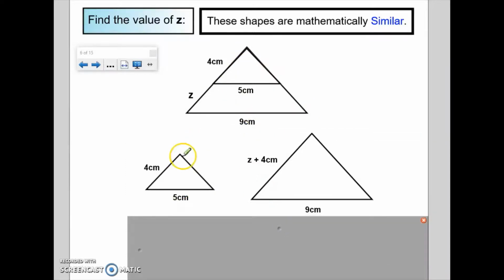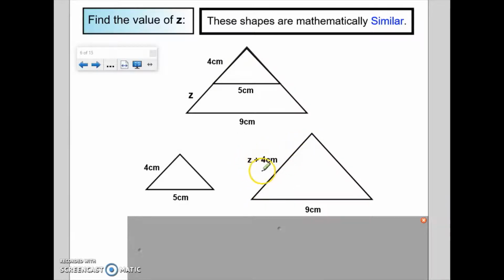So now I have the smaller triangle has a length of 4 and a length of 5, which I've put in here. And the larger triangle has a length of 9, which I've put in here. And this length here is z add 4. Because we're trying to work out this z value, z add 4 is what I've labeled for this line here.